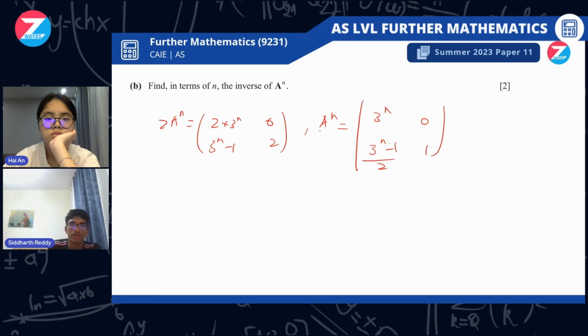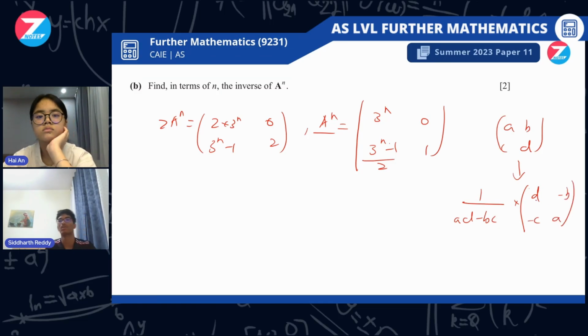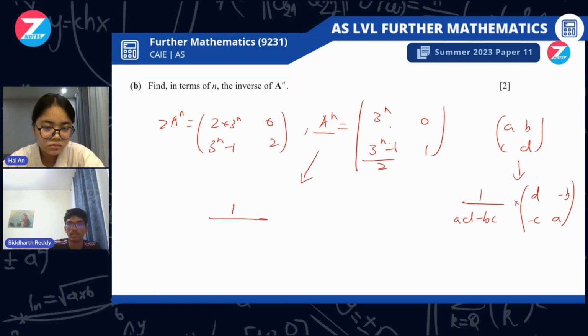So the inverse of A to the power n is going to be equal to, the inverse of any 2 by 2 matrix, for example a, b, c, d, is going to be equal to 1 over AD minus BC, into d, a, minus b, minus c. So the inverse of this matrix is going to be 1 over AD minus BC, 3 to the power n, into 1 minus 0 into that.